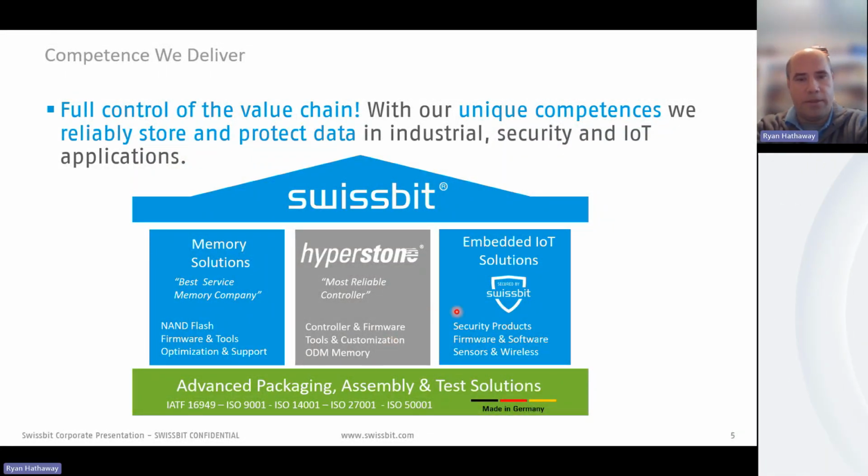And lastly, these are all basically made out of our factory in Berlin, Germany. So that's our advanced packaging, assembly, and test solutions. We do manufacturing at a wafer level, and manufacture the vast majority of our products totally in-house in Berlin. And I should say our headquarters is in Braunschweig, Switzerland. That's where the Swiss part of Swissbit comes from. So I've been talking a lot about Germany, but our headquarters is in Switzerland.